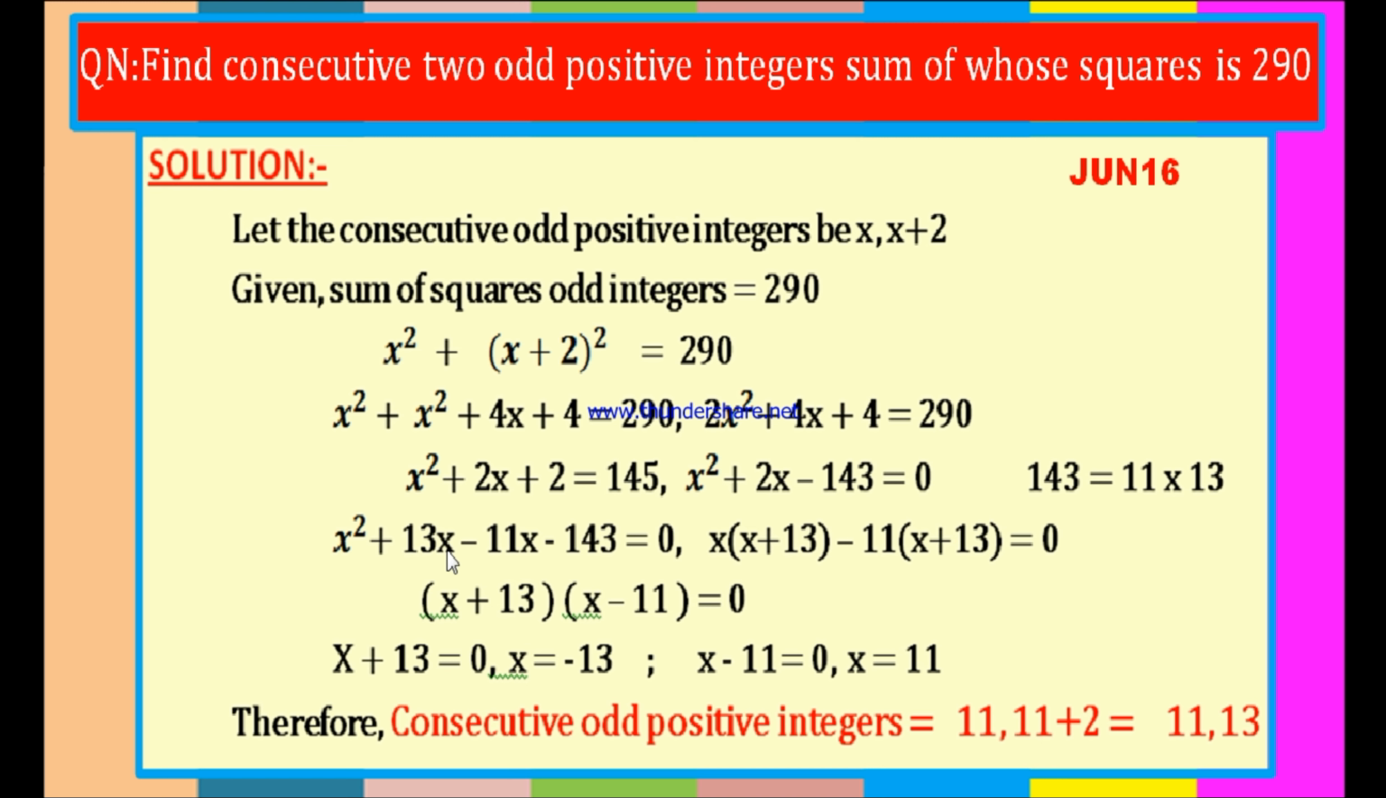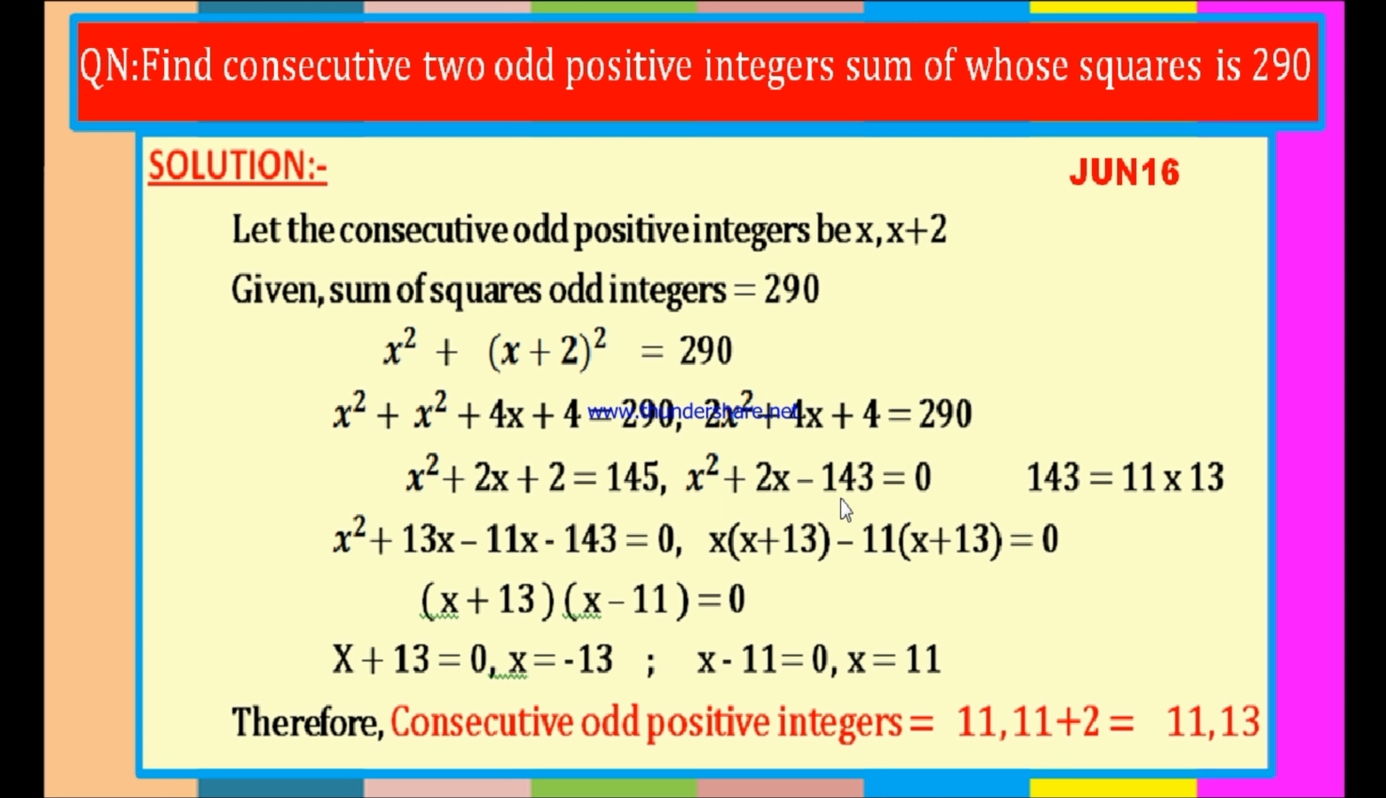Now from these two terms take x common: x into x plus 13. From the next two terms take 11 common: minus 11 into x plus 13 is equal to 0. Either you can use this factorization method or you can go for the formula x is equal to minus b plus or minus root b square minus 4ac by 2a in order to solve this quadratic equation.